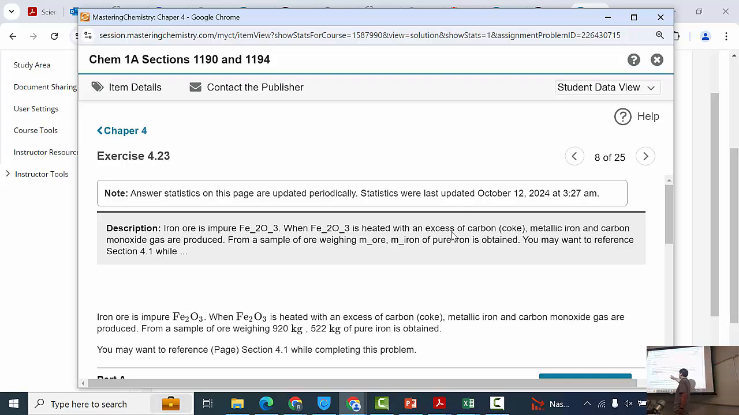So iron ore contains iron 3 oxide and other stuff. The iron 3 oxide is heated with excess carbon, coke. Metallic iron and carbon monoxide gas are produced. And so the other stuff is inert when we add excess carbon, and so we just target the reaction to this.